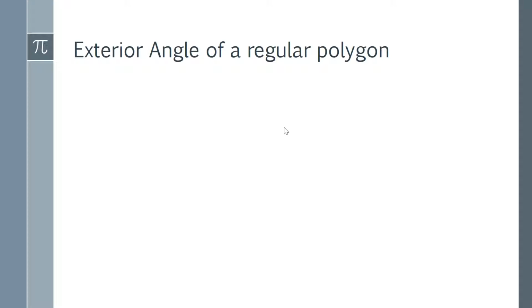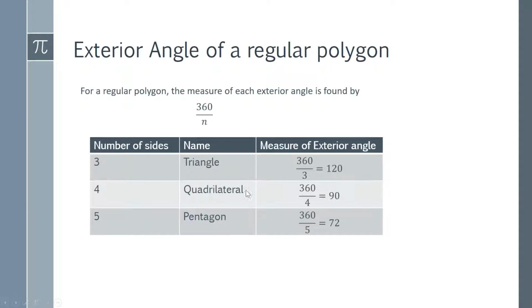So let's talk about a regular polygon. We talked about a regular polygon just a few minutes ago. So how does that apply with this exterior angle rule? For a regular polygon, the measure of each exterior angle is going to be this simple formula, 360 divided by n. It's going to make sense in just a second. We've already looked at some of the interior angles, and we're going to see how they relate to the exterior angles. So if we look at the same three sides that we talked about earlier, we've got a three-sided object, a triangle. 360 divided by 3 is 120.